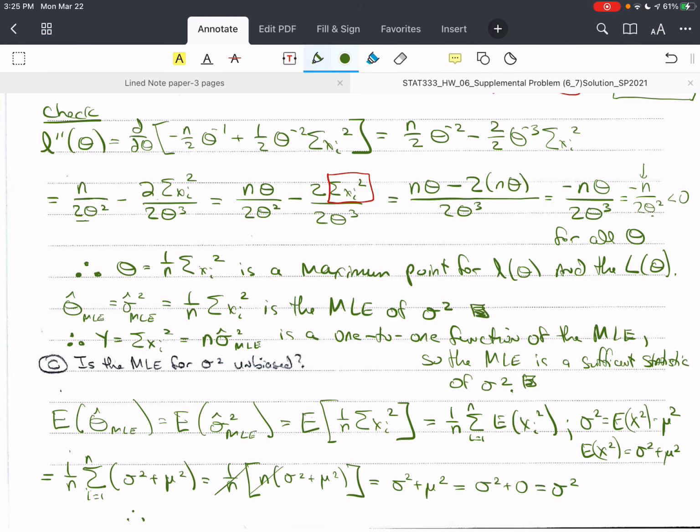Therefore, the MLE of σ squared is unbiased. And that is how you do the problem. Okay, so that's it for this problem.